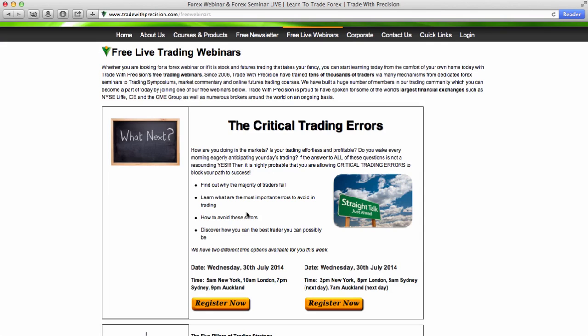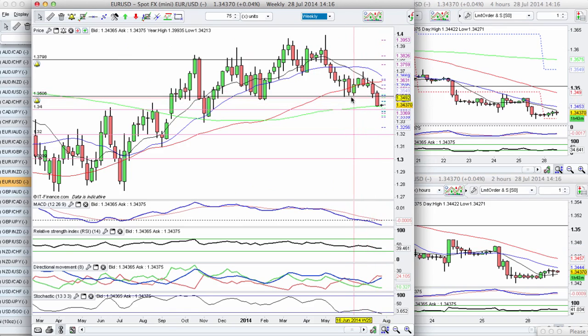So now to the charts. And first up, I have the chart of Euro Dollar, and this is the weekly chart, and we can see that we are now in a downtrend.